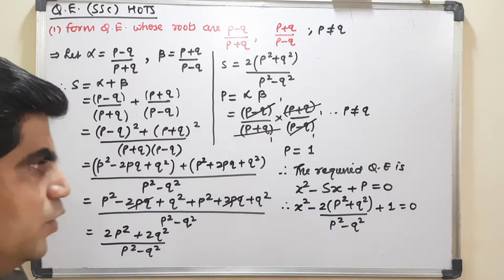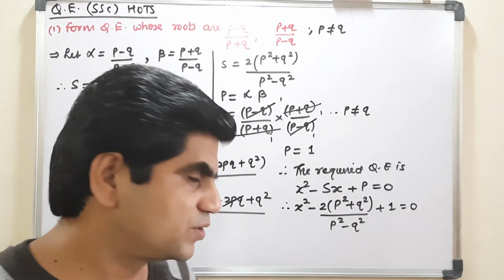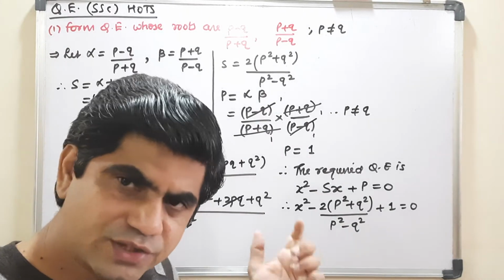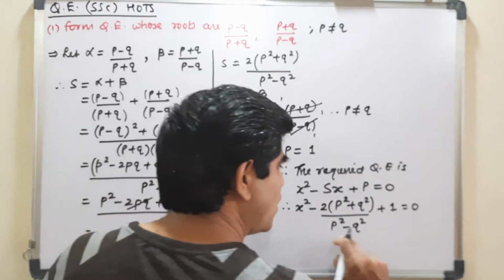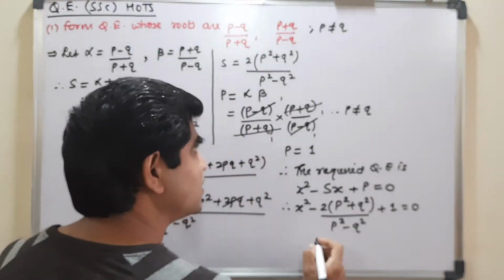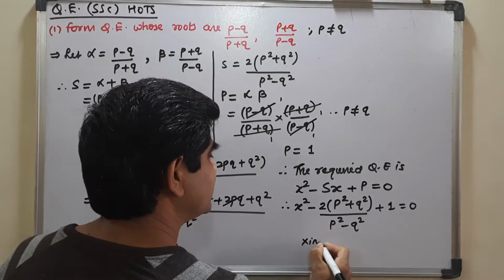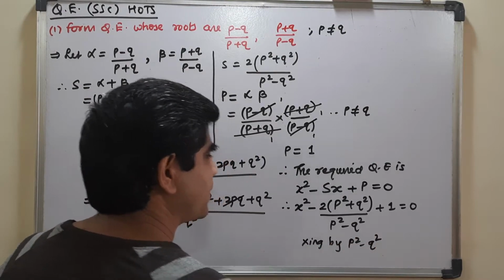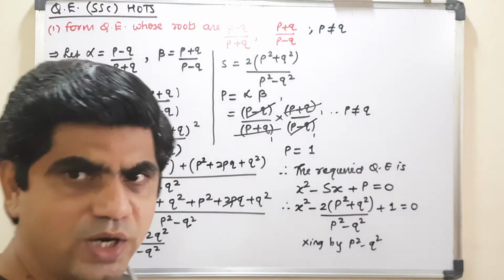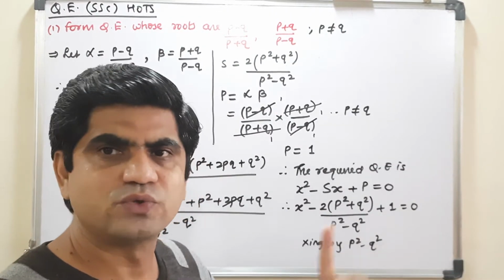Now, you know my habit, I don't keep the denominator. So you have to remove the denominator which is not numerical. You will be removing it. So you will multiply throughout by p square minus q square. That is multiplying by p square minus q square. And since p is not equal to q, obviously p square minus q square is not going to become 0.